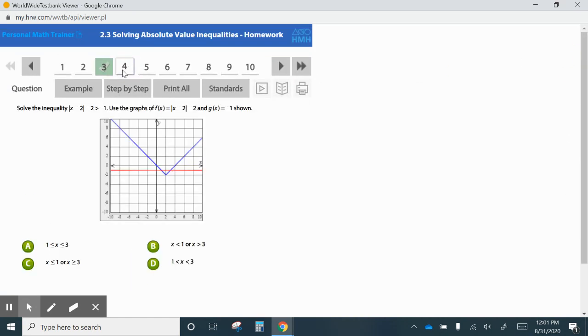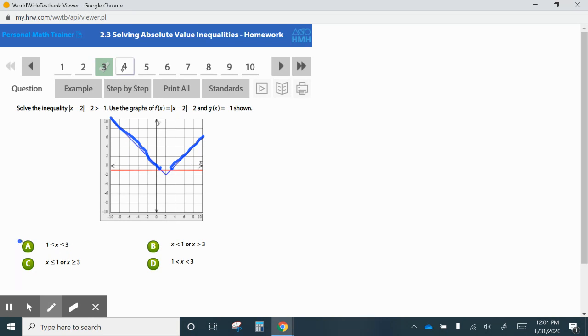Now let's look at question number 4. Solve the inequality absolute value of x minus 2 greater than negative 1. Use the graph of f of x equals absolute value of x minus 2 and g of x equals negative 1. Now this is greater than, so we're looking at this piece and this piece because these are the pieces that are greater than.